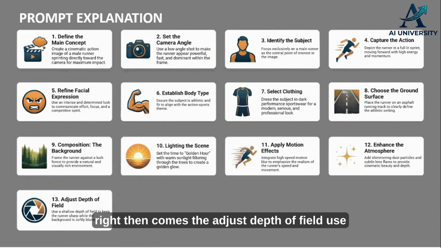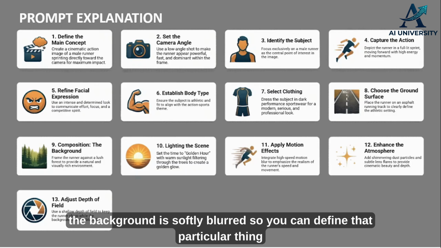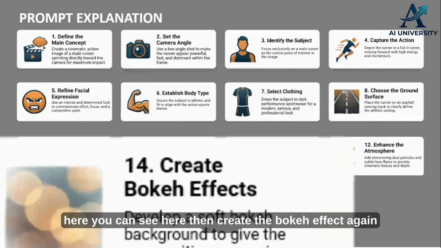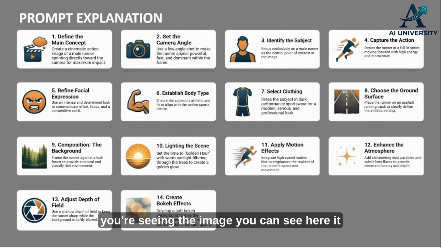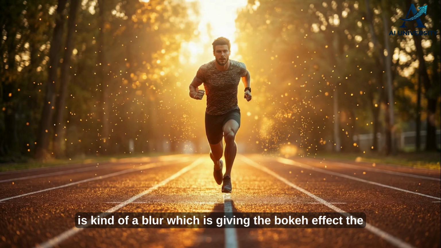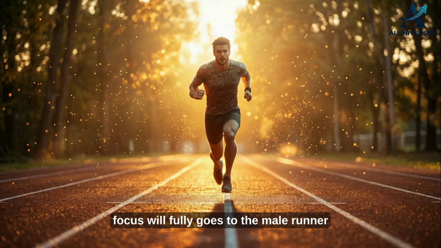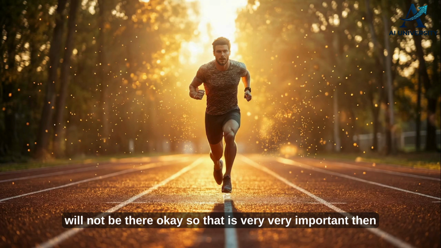All right. Then comes adjusting the depth of field. Use a shallow depth of field to keep the runner sharp while the background is softly blurred. So you can define that particular thing here. Then create the bokeh effect. When you look at the image, you can see the blur which is giving the bokeh effect. The focus fully goes to the male runner. If you make it without the bokeh effect, the eyes will go here and there, and the main intention, that the eyes should go to the runner, will not be there. So that is very, very important.